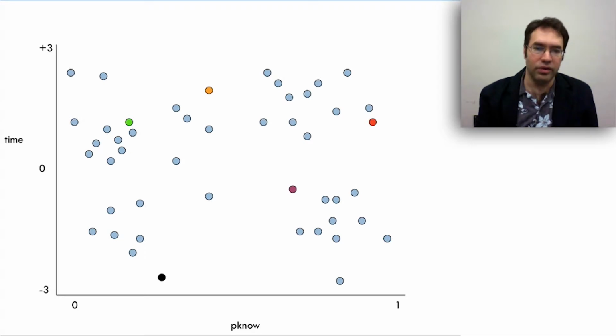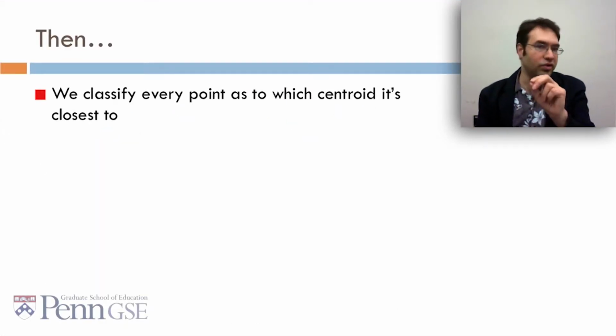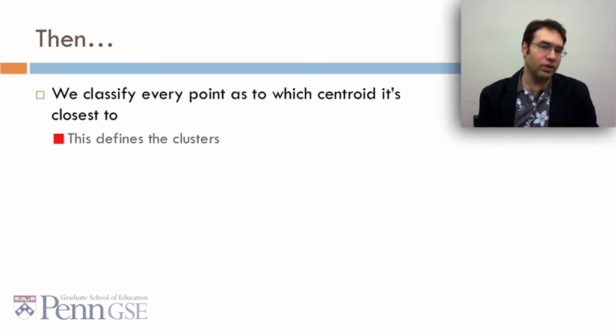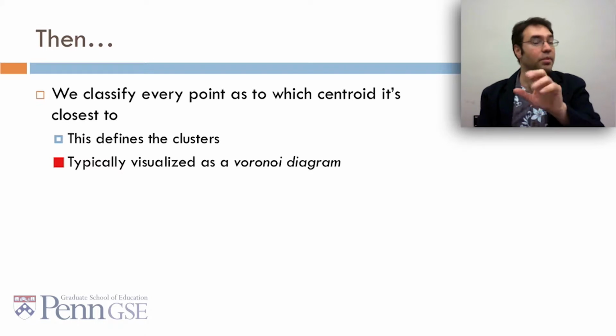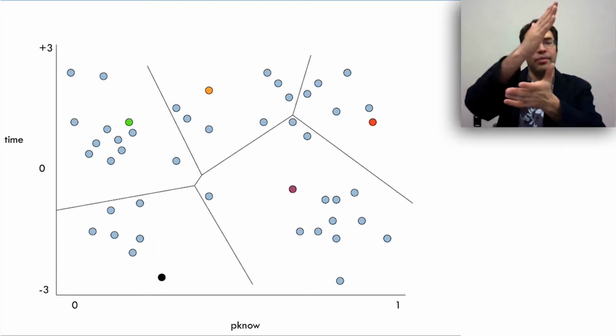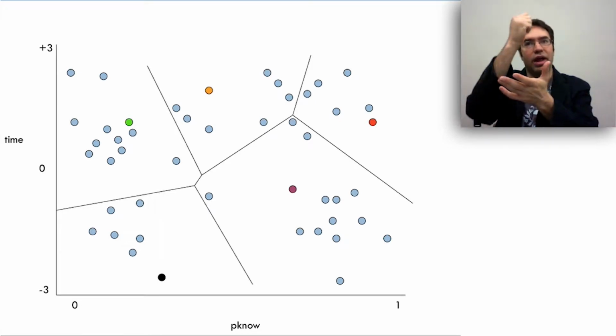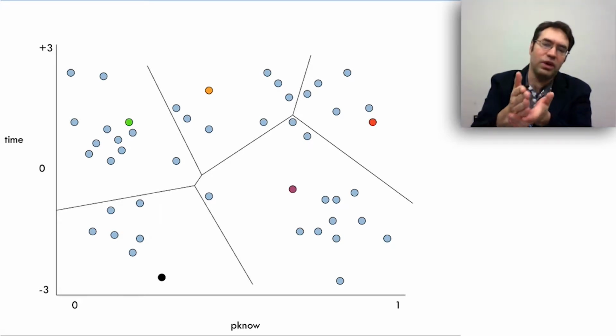And now what we're going to do is classify every point as to which centroid it's closer to. This defines initial clusters. This is typically visualized as a Voronoi diagram, which is what you saw a minute ago. In a Voronoi diagram, you take every point and classify it as being the centroid it's closest to, and then you draw lines equidistant between each of the centroids that represent the divisions in the space.